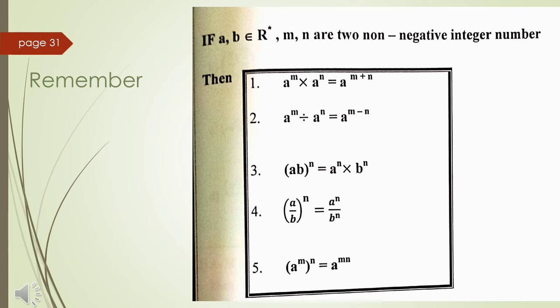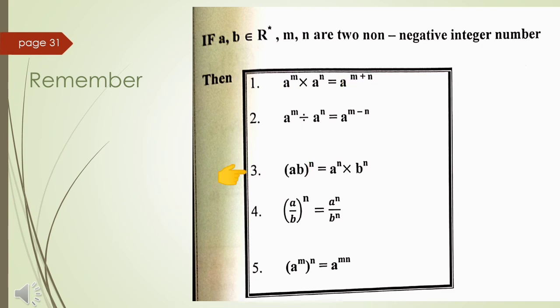You have studied this from before. When we multiply and we have the same base, you bring down the base and you do what with the powers? Yes, that's right, you add them. But if you divide, you bring down the same base, and then you subtract the powers.